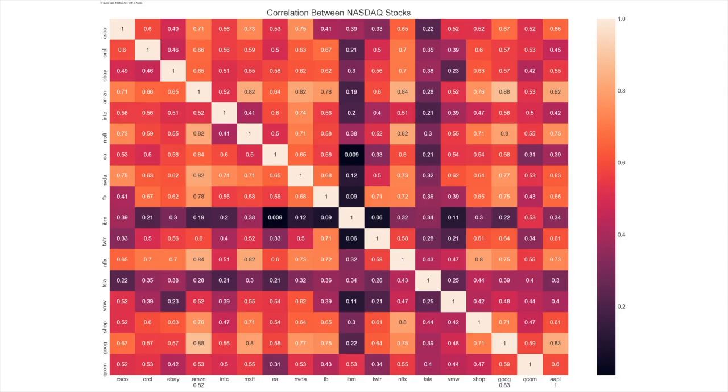For instance, stocks like AMZN and MSFT show a high positive correlation of 0.82, suggesting that they tend to move together. Conversely, the correlation between EA and NVDA is notably low at 0.009, indicating almost no relationship in their movements. This visualization is crucial for investors and analysts as it helps identify which stocks may behave similarly or differently, aiding in portfolio diversification and risk management strategies.